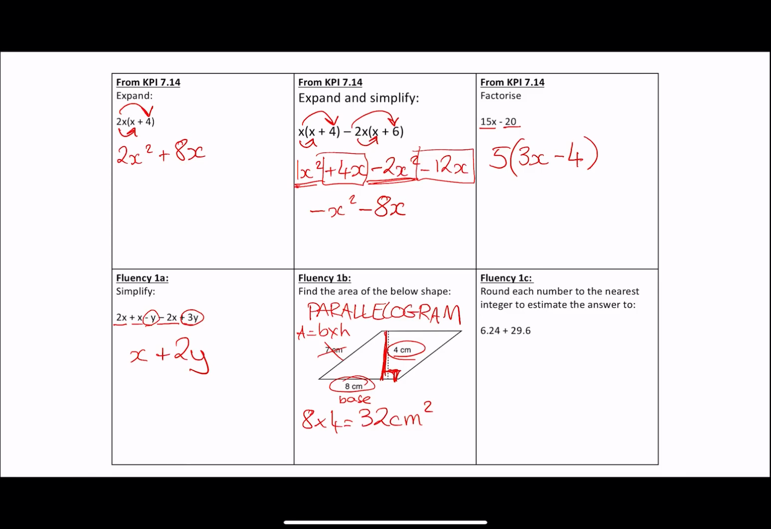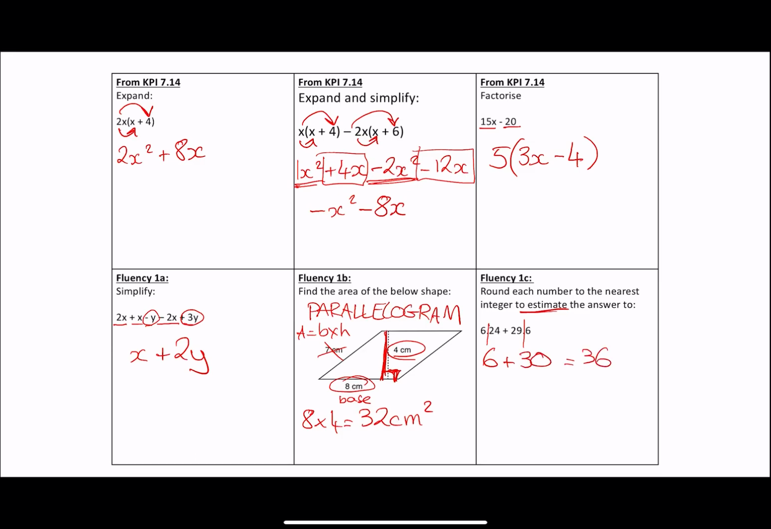Okay, final question. I'm using rounding to estimate the answer. It's asked me to round to the nearest integer. So I need to cut my number there. The 2 tells me that I don't round up, so that's just 6. I cut my number here. The 6 tells me that I do round up, so to the nearest integer, that's 30.